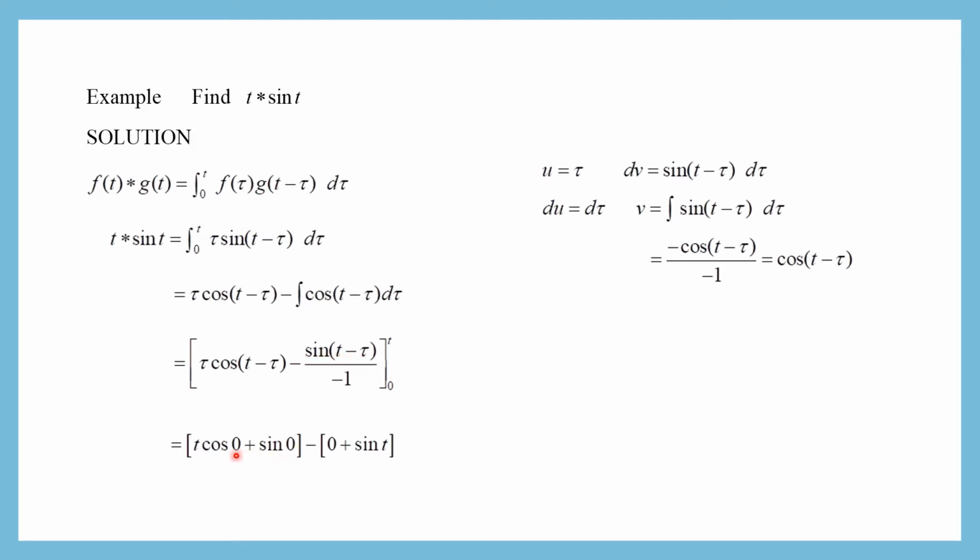Okay, so this is the first term when tau has been replaced by t, minus the second term where tau now should be replaced by 0. So we get 0 multiplied by anything is 0, minus minus is plus, sin(t minus 0) is the same as sin t. Okay, now simplify all this. Sin 0 is 0, cos 0 is 1. So the answer becomes t minus sin t. Okay, so we see here that for the convolution of the two functions t and sin t, the result is equal to t minus sin t.